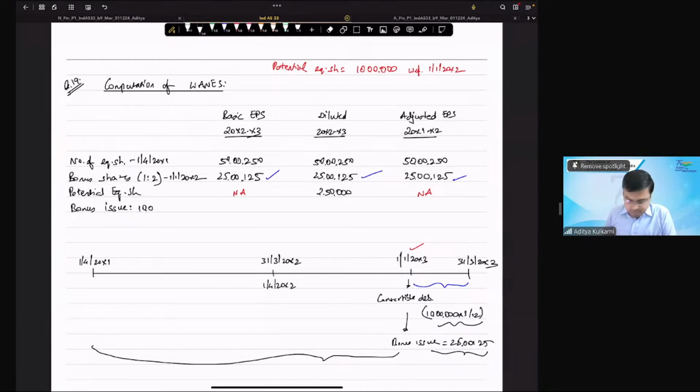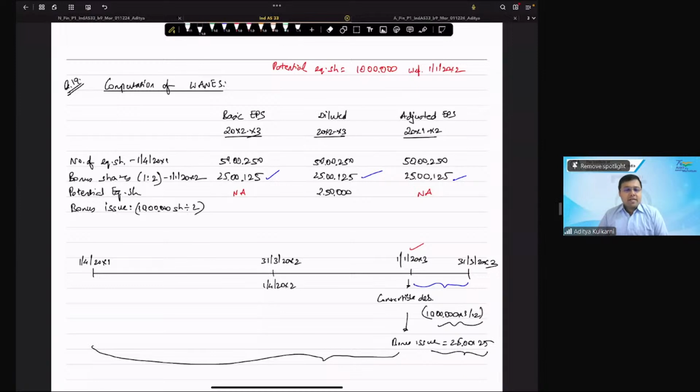So 10 lakh shares divided by 2. Do you agree to this? Yes, sir. Sir, you earlier mentioned that even if the bonus date is X2 or X3, it won't matter. But here it will matter, because this potential equity has been in existence, the convertible debentures have come into existence from 1st January 20X3. That's right.